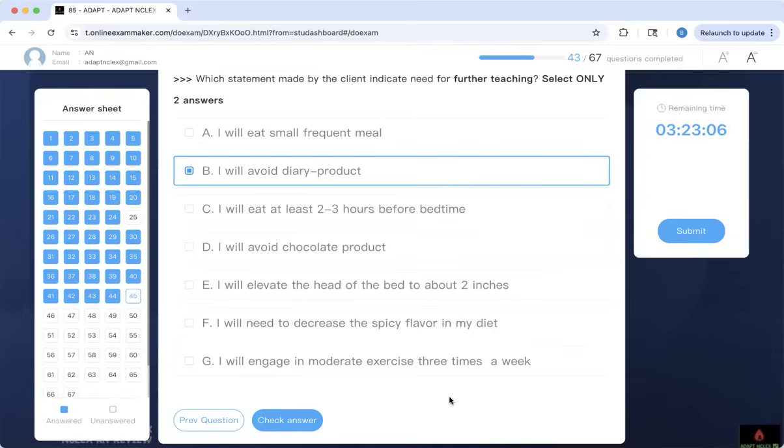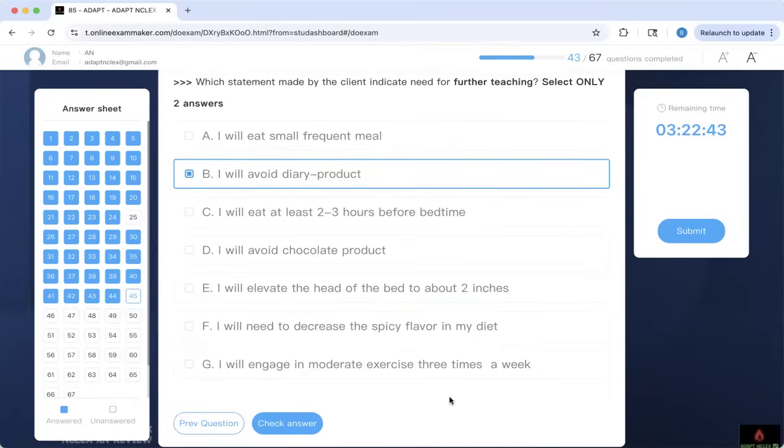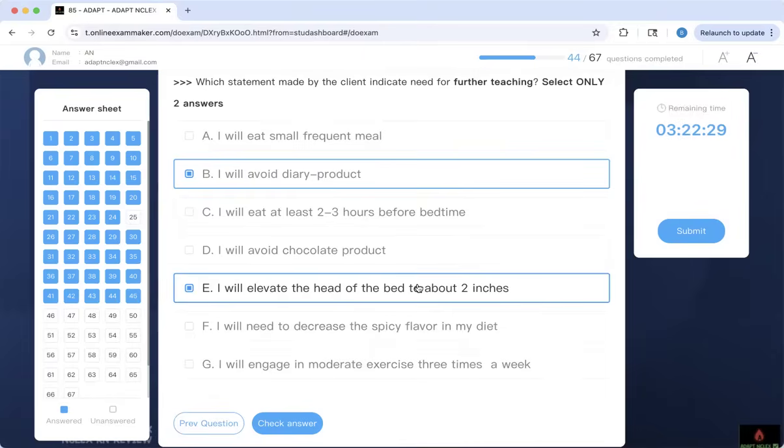This needs further teaching. I will eat at least 2 to 3 hours before meal. Do you want to do that? 2 to 3 hours is enough, right? I will avoid chocolate products, of course, like the CAT I told you. I will elevate the head of my bed to 2 inches. It's too low. 6 inches. 2 is too low. We need 6.